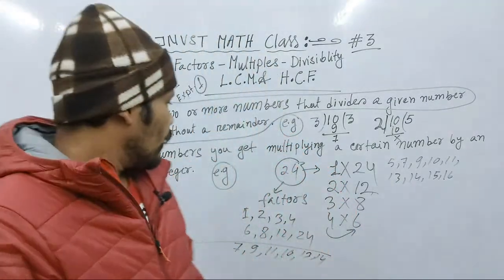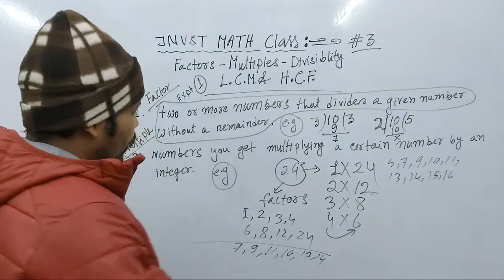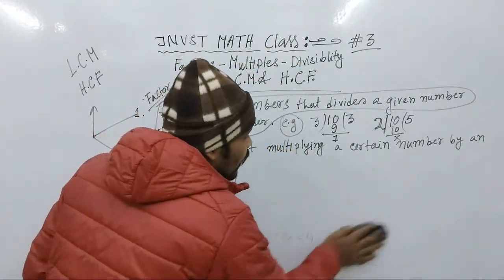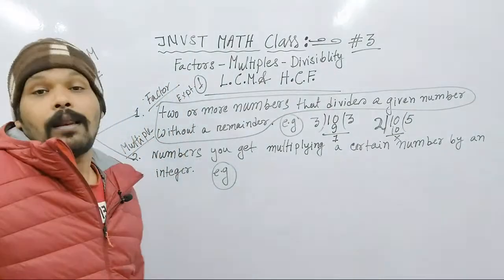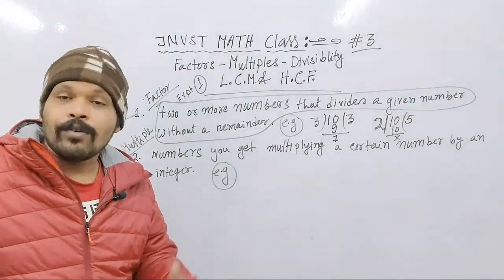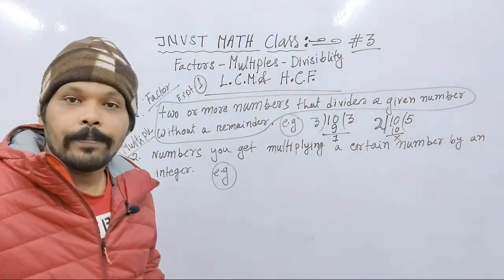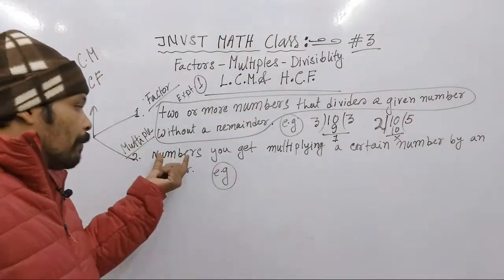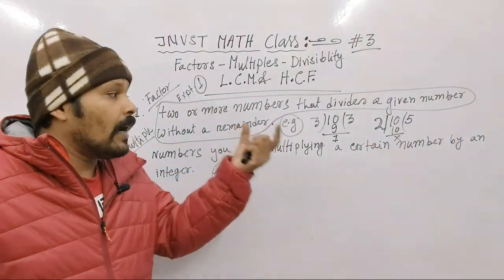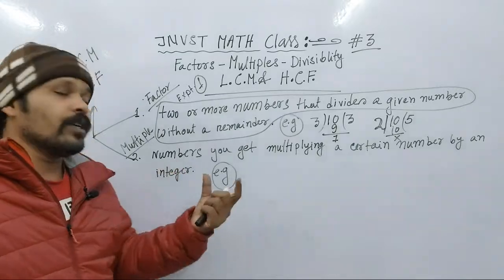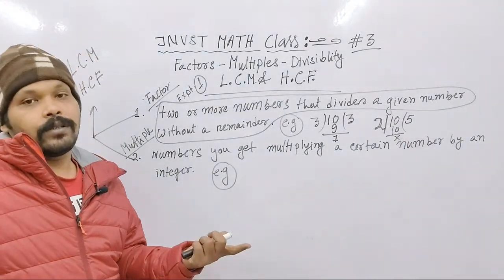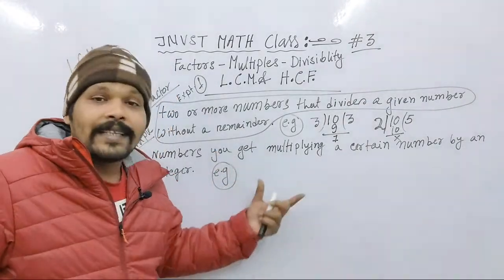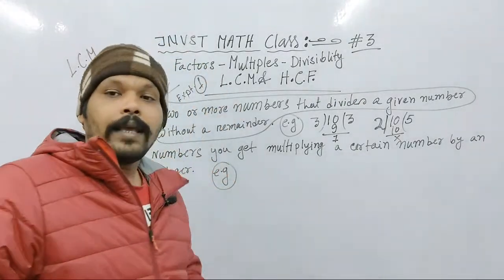Okay, now another term is multiple. What is a multiple? Now we have to clear our sense. What is a multiple? Can you say what a multiple is? The multiples are the numbers you can get by multiplying a certain number by an integer. To get a clear sense, we have to look at examples here.